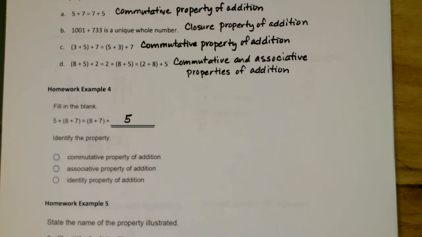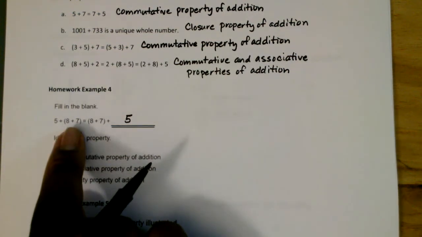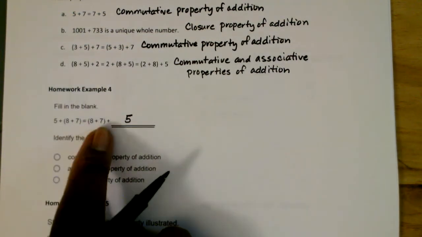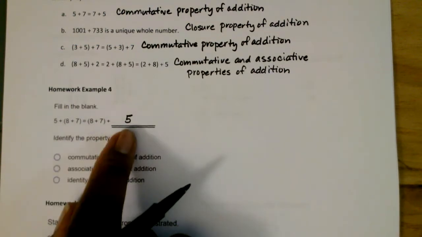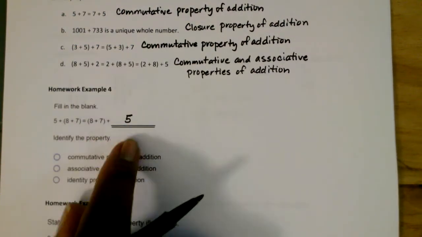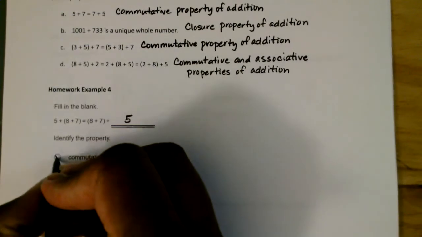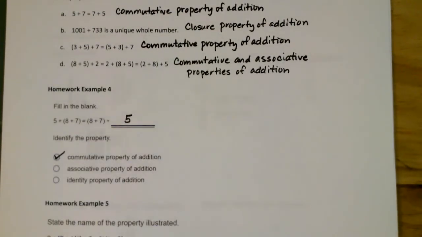And then we're going to identify the property based on this. Notice the 8 plus 7 is still in the parentheses on both sides. We got the 5 here and the 5 here. The order has changed. So with that, it is the commutative property of addition.